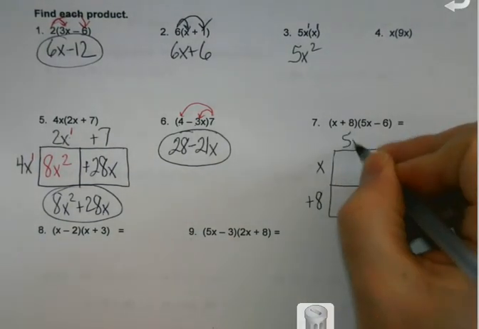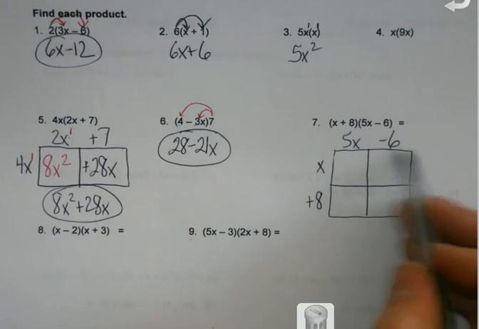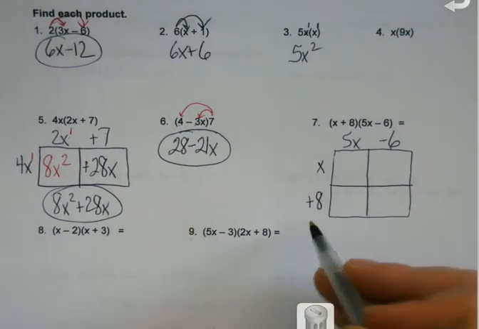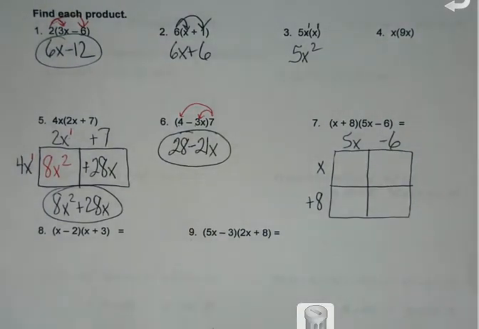And some of you may be wondering, well, what if I put the x plus 8 on the top and the 5x minus 6 on the side? You'll get the same answer at the end. So that's fine. And now we just multiply to fill the box.